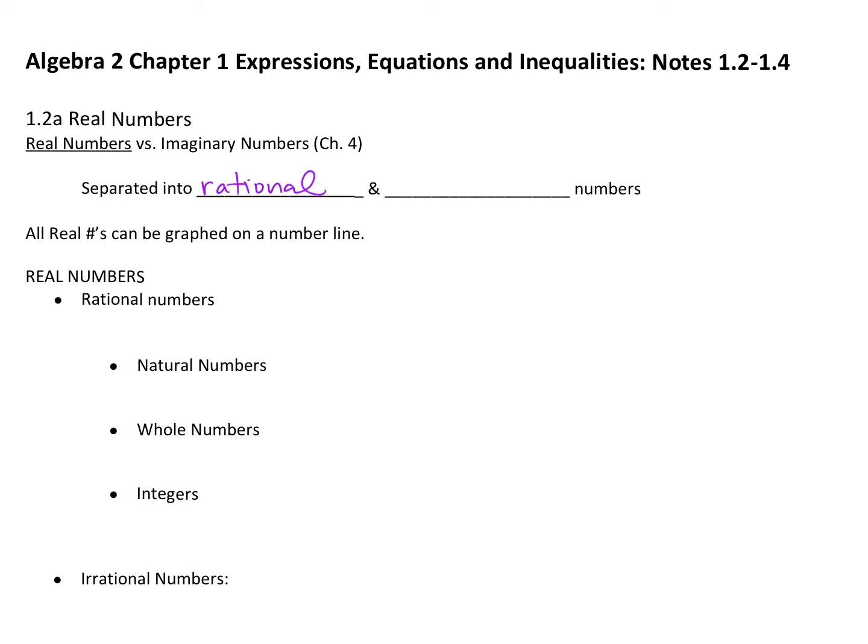Anyone know what the other one is then? Irrational, yes. And I appreciate the hand raising, but you don't need to. You can just speak it whenever you know it. So rational and irrational numbers are the two main categories that we'll be working in. But underneath that, there's all these other types of numbers that we'll focus on as well.